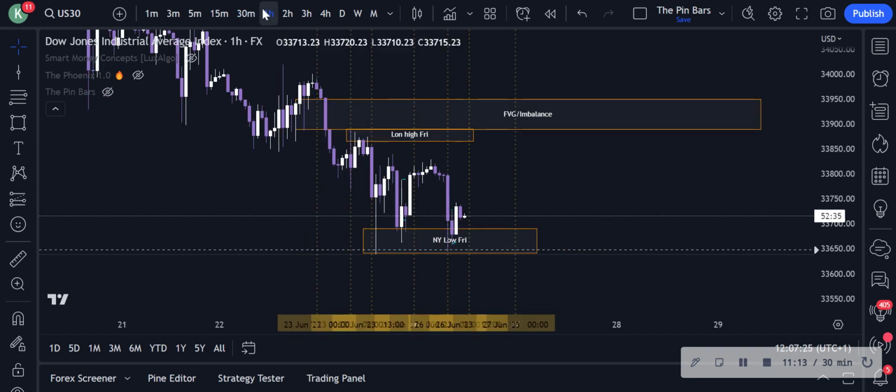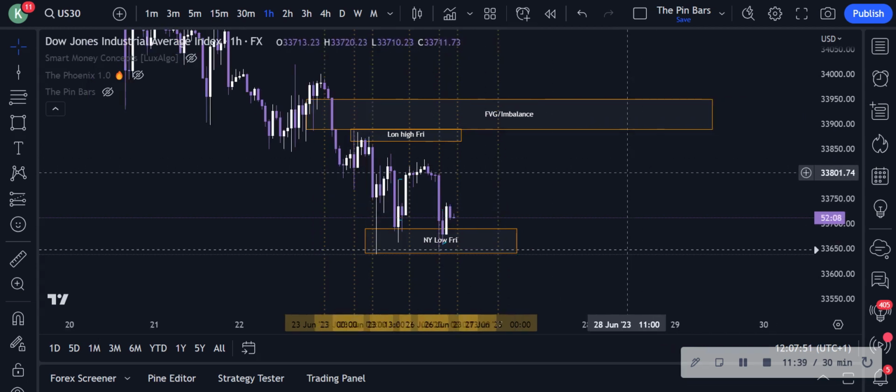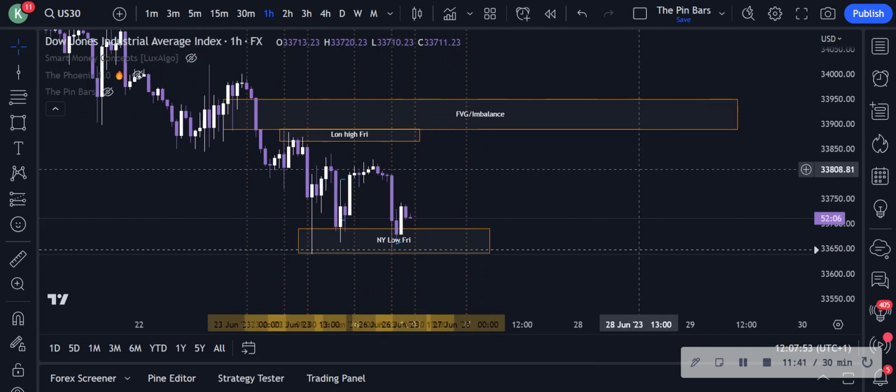So that would be my target, roughly around 33945, the area of interest at the top of the zone. So if you want the zone, that would be 33889 or 33890 to 33945 or 50. Okay, so this would be my area of interest to take a buy to the upside.